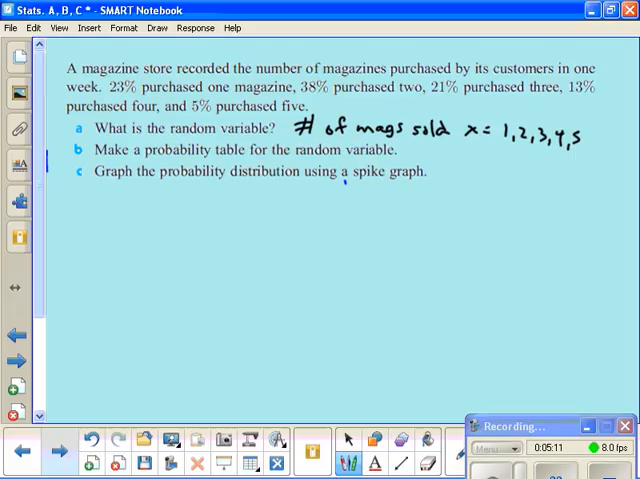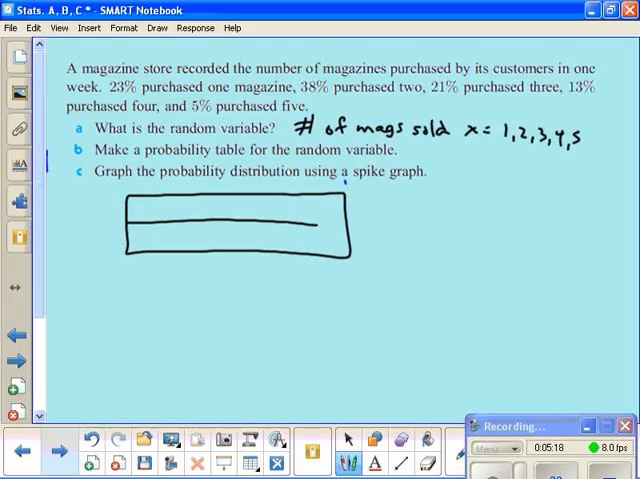Make a probability table. This is for part B. We have 5, 4, 3, 2, 1. And then this is x, and this is the probability x equals that number. And for 1, it would be 0.23, 0.38, 0.21, 0.13, and 0.05.